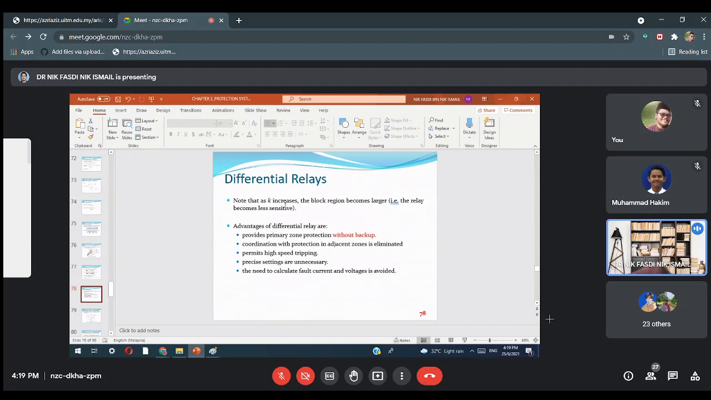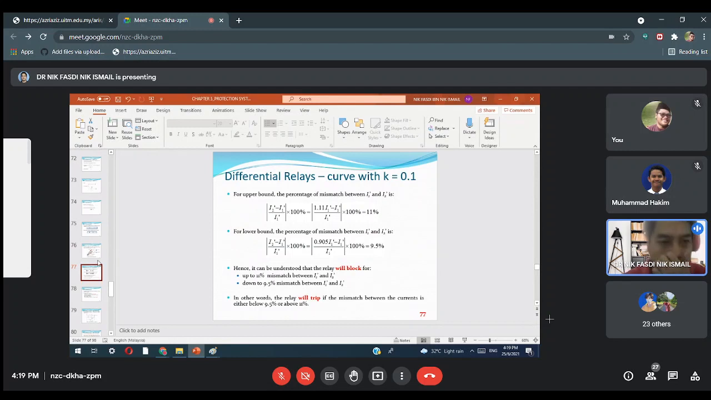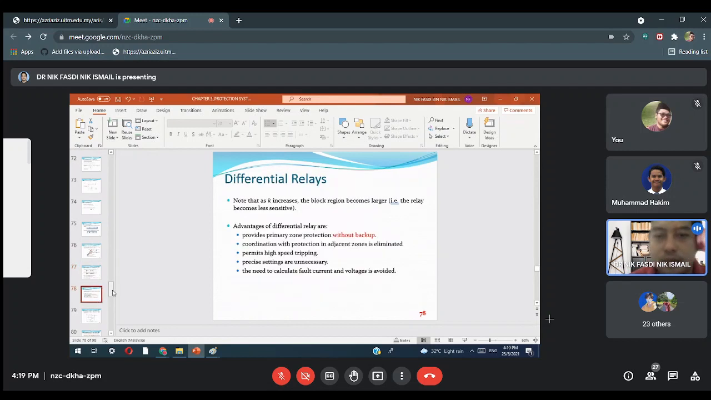Differential relay: note that as K is increased, the block region becomes larger. For example, the relay becomes less sensitive. So the ratio between the coils, K from earlier, must be controlled. It cannot always be large, otherwise it becomes less sensitive.